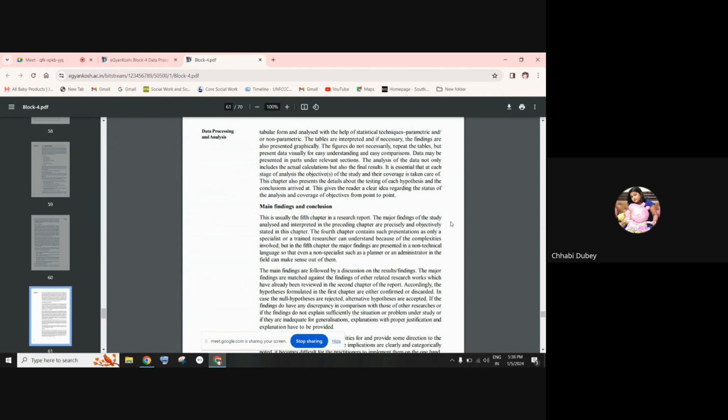Now, if the findings do have any discrepancy in comparison with those of other researchers, or if the findings do not sufficiently explain the situation or problem under study, or if they are not adequate for generalizations, explanations with proper justification have to be provided. So, in case our study gives a scenario totally different from what has been the case in earlier studies, then we have to give proper justification and explanation as to why this discrepancy is arising in our particular study.